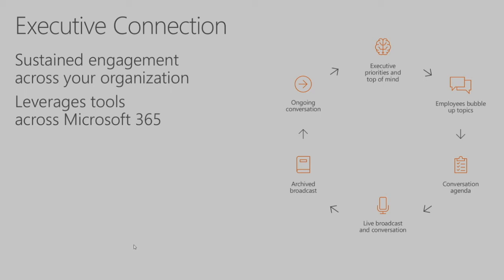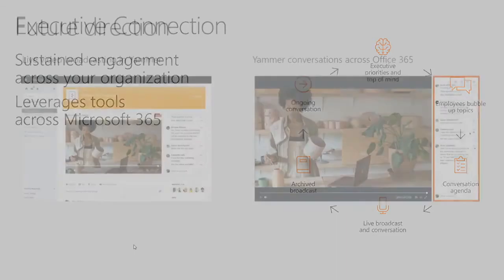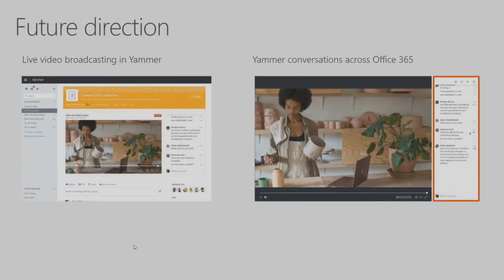And we leverage tools across Microsoft 365 to get this done. And in the future, we'll continue to invest in this live broadcasting scenario. We plan to have the live broadcast be an immersive experience in Yammer. We also continue to invest in Yammer conversations in Office 365. Today, it's available as part of Skype broadcast. And in the future, it'll be available as part of Stream and Teams, which will have live broadcasting capabilities.